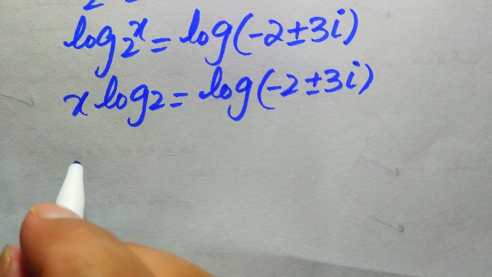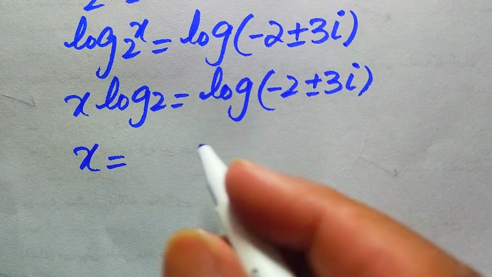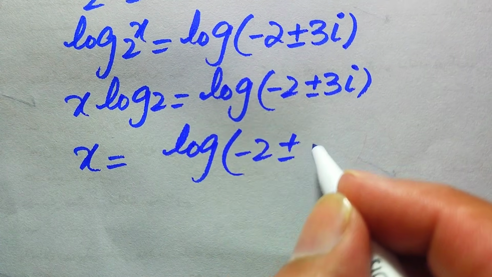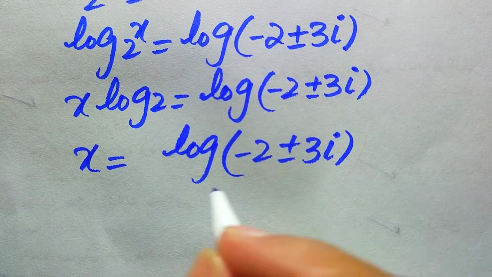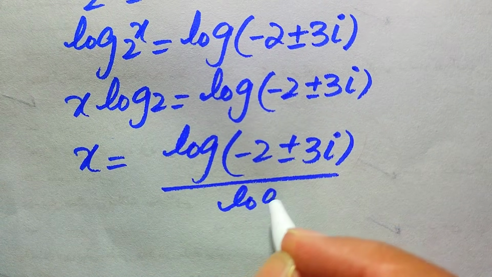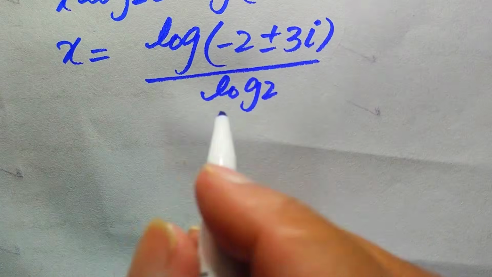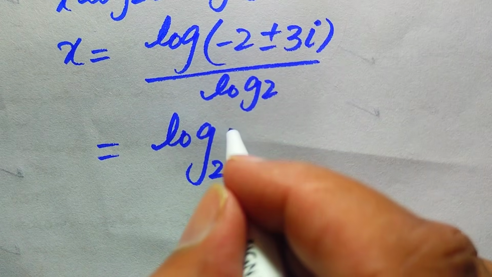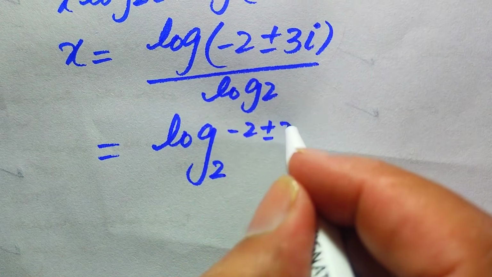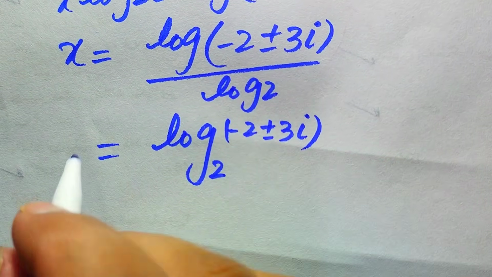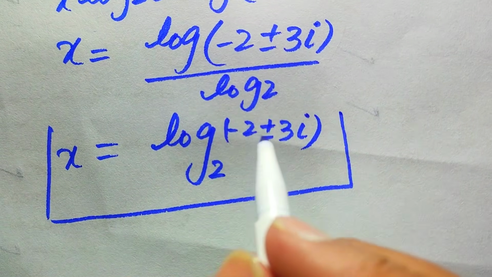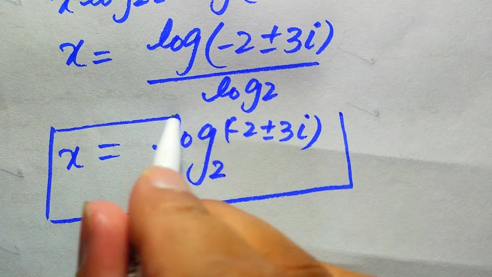So we divide by log 2 on the right hand side, and it becomes x is equal to log of minus 2 plus minus 3 iota divided by log of 2. So finally we have x is equal to log with base 2 of minus 2 plus minus 3 iota. So these are the other two complex roots of the given equation, and this is our final answer.